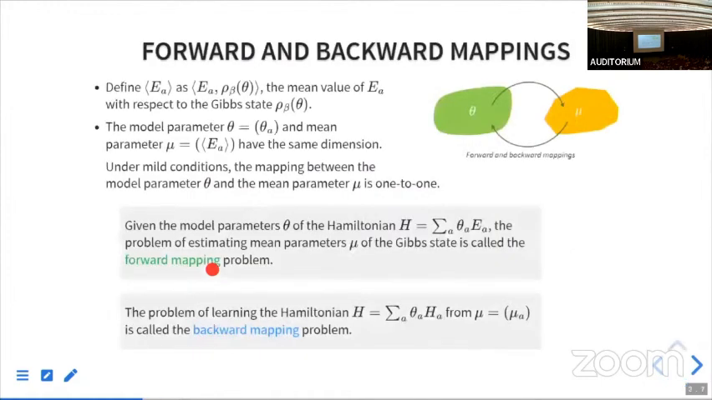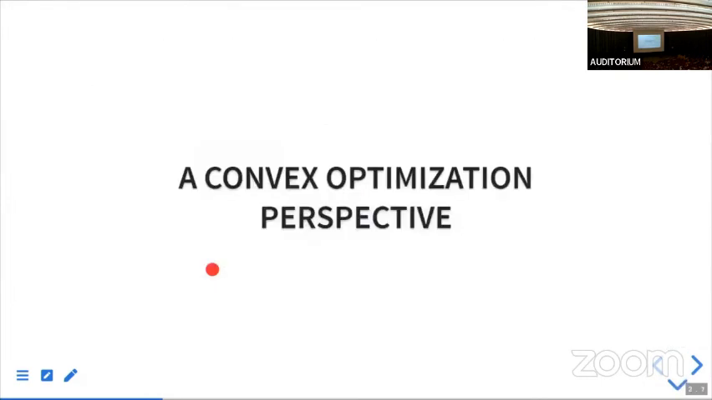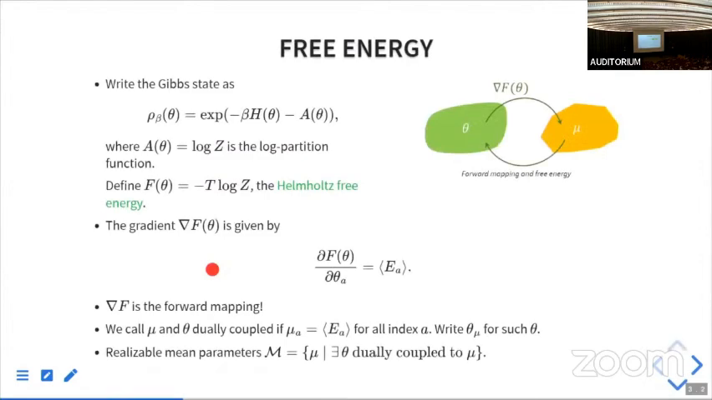And you may wonder, why would you do this? Actually, there's a lot of background that I find interesting, and I'll put it into a convex analysis framework. So you can write the Gibbs state in this form, where A theta is just the log partition function. We write the normalizer into this. It's a number depending on theta in the exponential, and we define a quantity called free energy, F equals minus t log Z. So it's a function of theta because Z depends on theta.